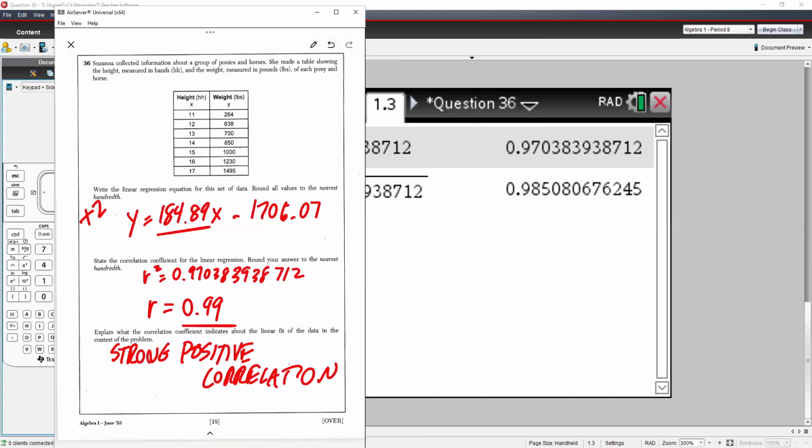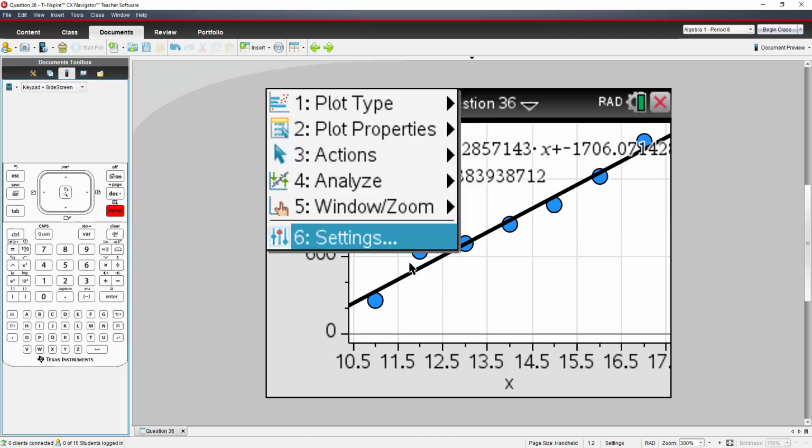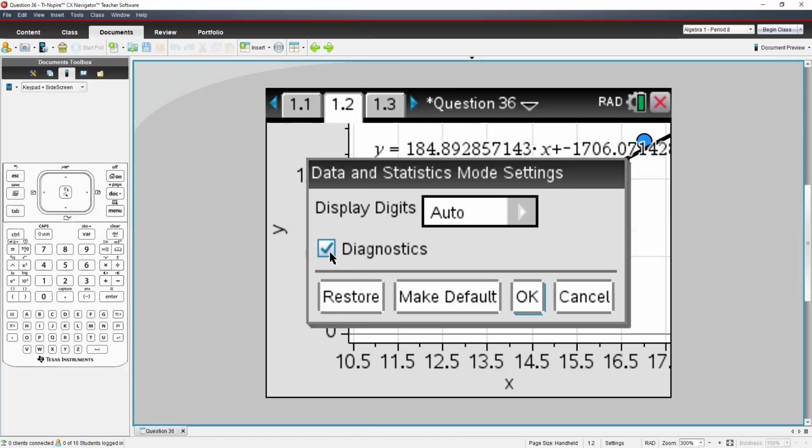So remember, if you need to, you can always get the R squared. Let me go back. Where's my cursor? Go here. And if you go to the settings, this should be clicked for diagnostic. If it's not, make sure it is, and that will give you the R squared part.